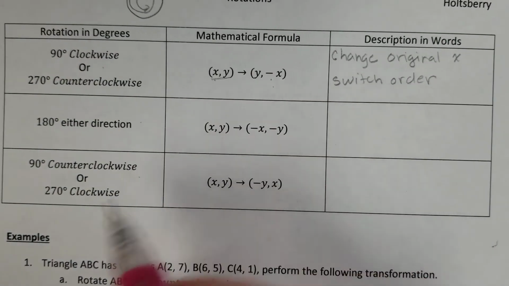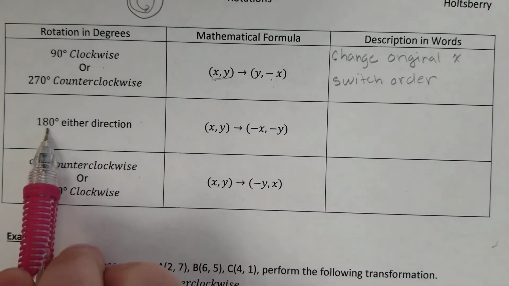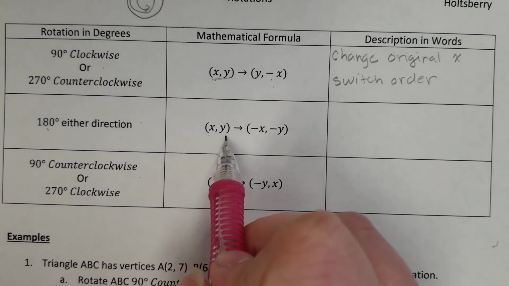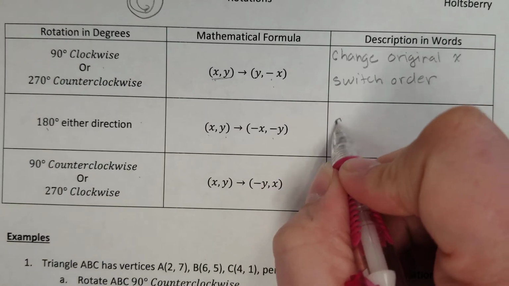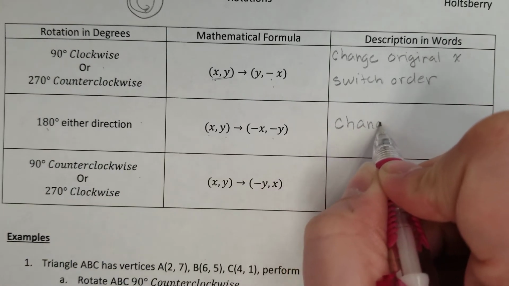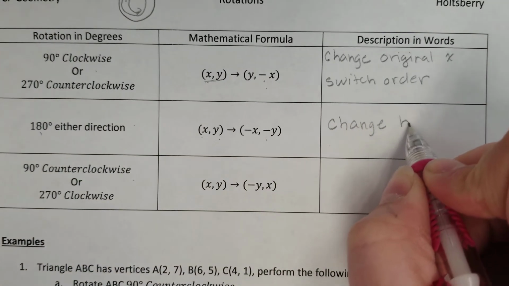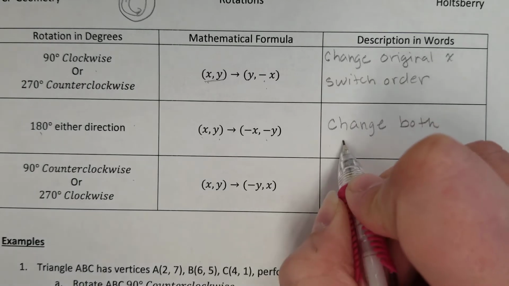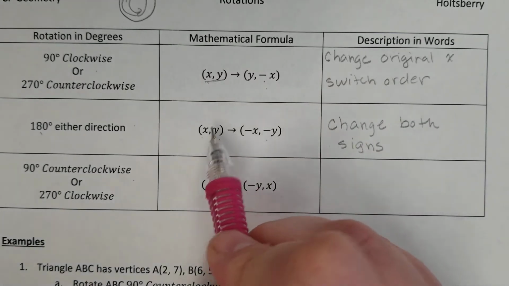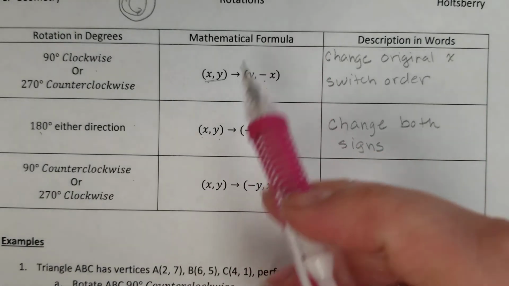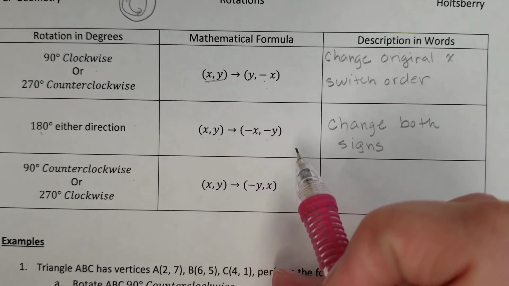Right? So then if you rotate 180 degrees in either direction, you take your original point, and all you do is change the signs of both of them. So all we have to do is change both signs. If it starts out positive, they become negative. If it starts out negative, they become positive.